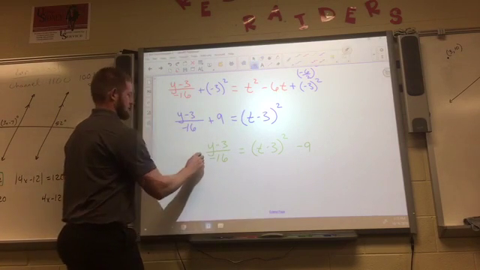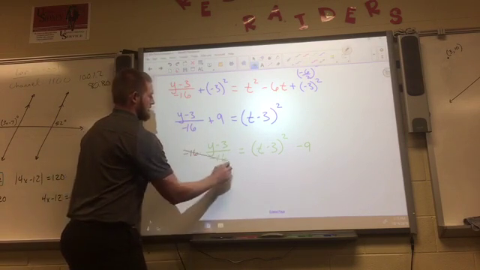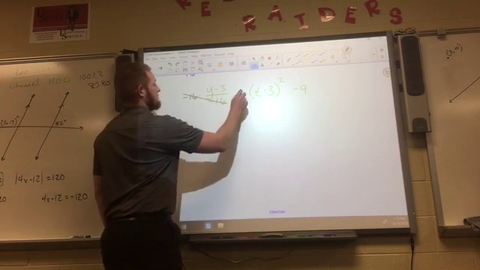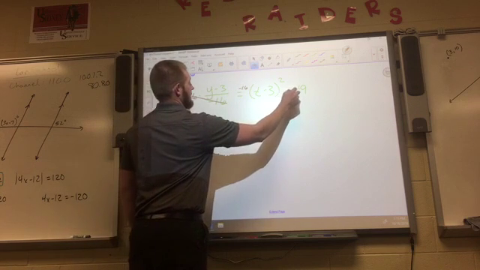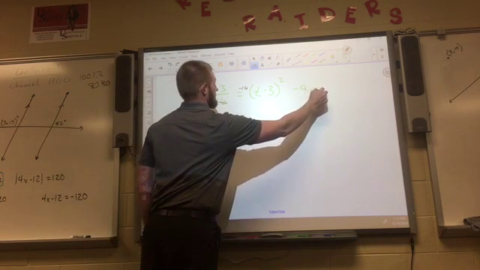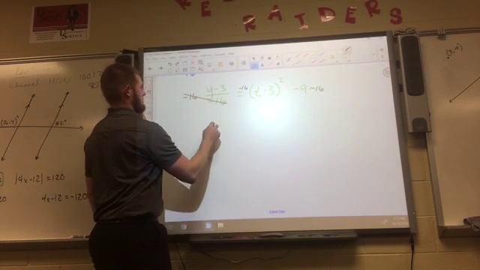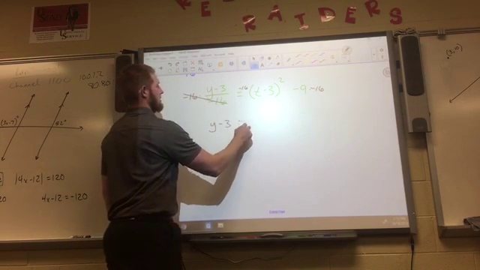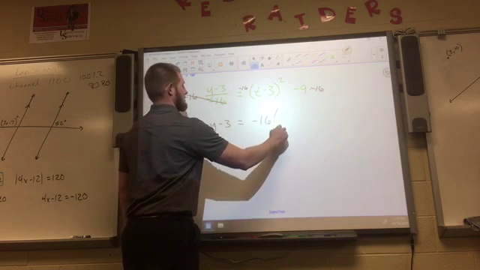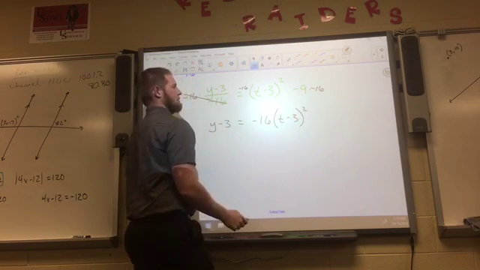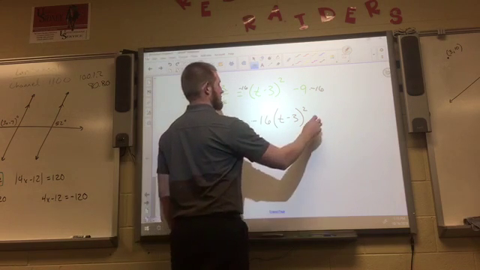Multiplied by negative 16. Now you do have to be careful here. When you multiply by negative 16, you need to do it here and here. You with me? So I have y minus 3 equals negative 16 times t minus 3 squared. What's negative 9 times negative 16? 144?